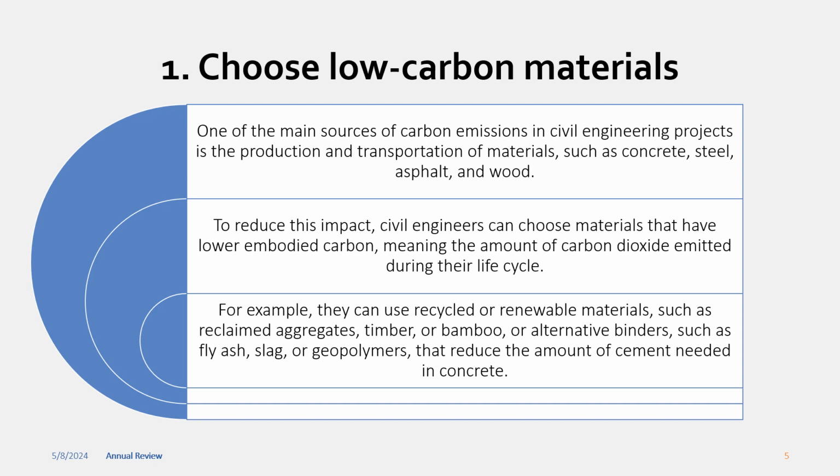Choose the low carbon material. One of the main sources of carbon emission in civil engineering projects is the production and transportation of materials such as concrete, steel, etc. To reduce this impact, civil engineers can choose materials that have lower embodied carbon, meaning the amount of carbon dioxide emitted during their life cycle. For example, they can use recycled or renewable material such as reclaimed aggregate, timber, etc. that reduce the amount of cement needed in the contract.